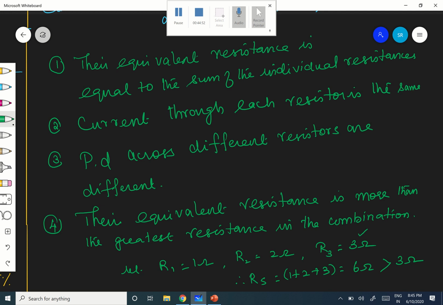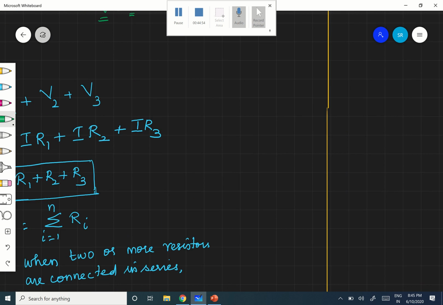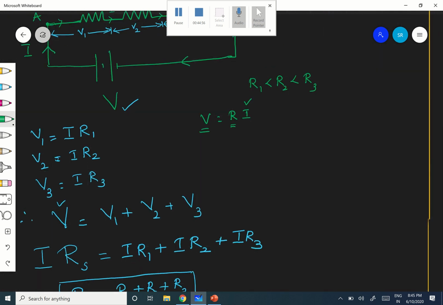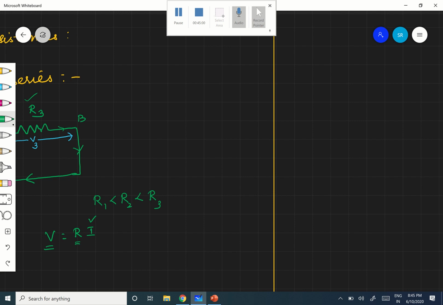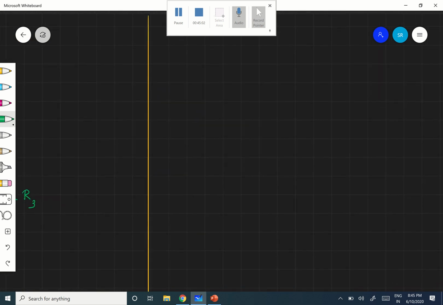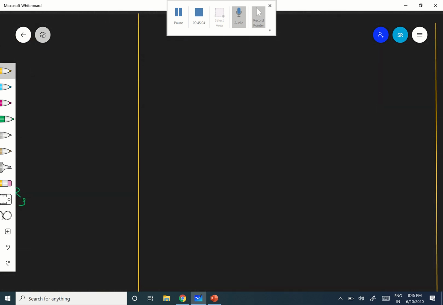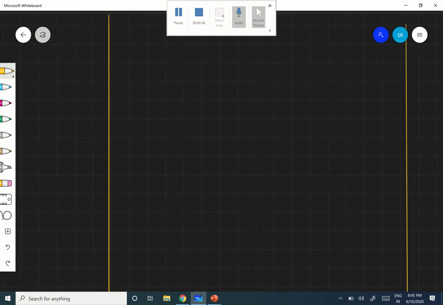Next one is resistance in parallel. Now we are going to see the resistance combination. Number 2, resistances in parallel.